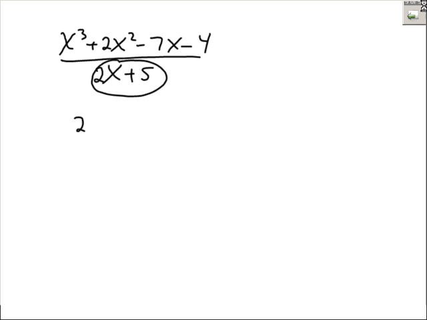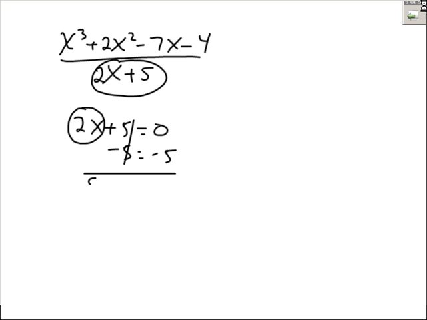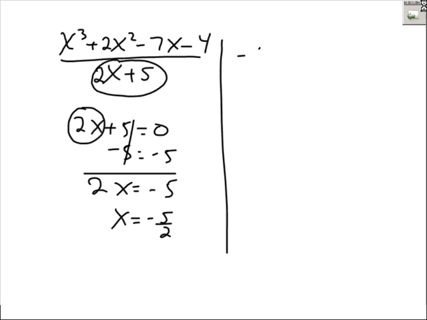Well, we need to find out when that's 0. And it's going to be 0 when x is negative 5 over 2. If you don't believe me, here it is. 2x plus 5 is 0, so 2x is negative 5. Divide by 2, we have x is negative 5 over 2. Maybe not the friendliest number to put in front. It's negative, it's a fraction, but that's what goes in front.